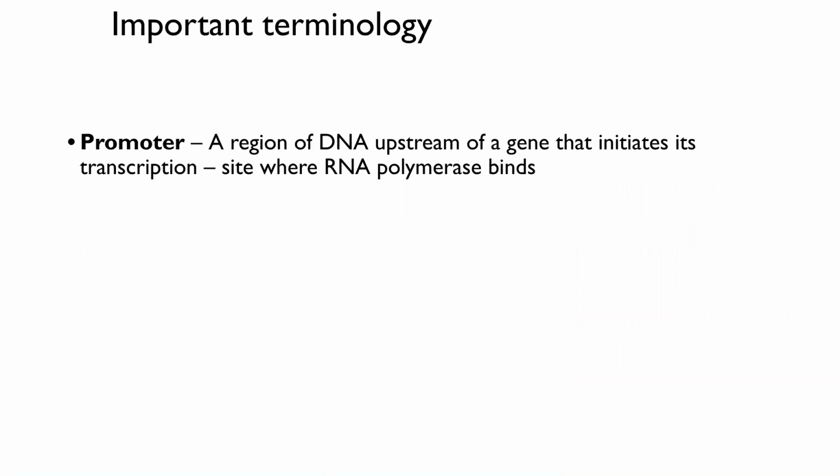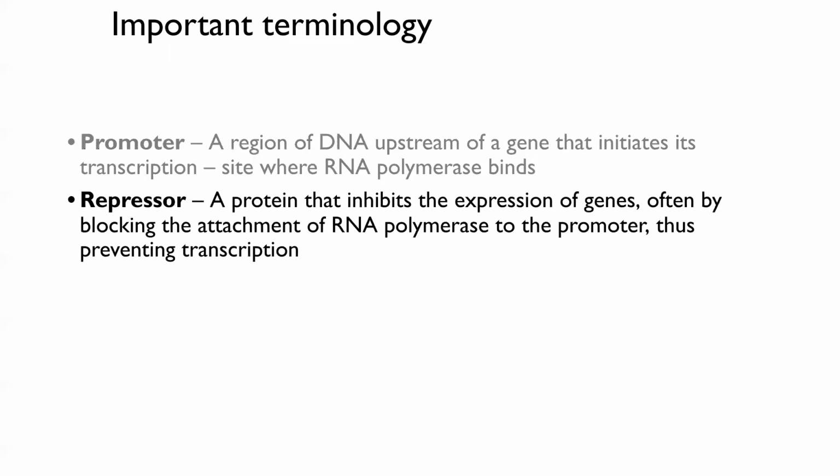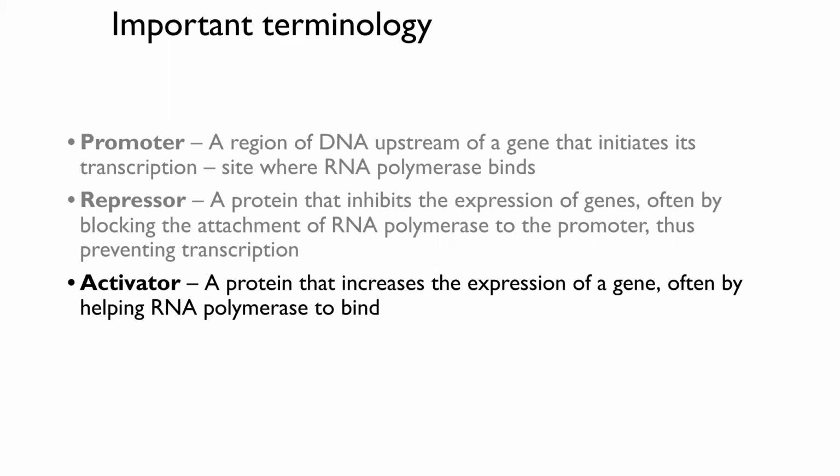Now, a promoter is a region of DNA upstream of a gene that initiates the transcription, and it's the site where RNA polymerase binds. A repressor is a protein that inhibits the expression of genes, often by blocking the attachment of RNA polymerase to the promoter, thus preventing transcription. An activator is a protein that increases the expression of a gene, often by helping RNA polymerase bind.